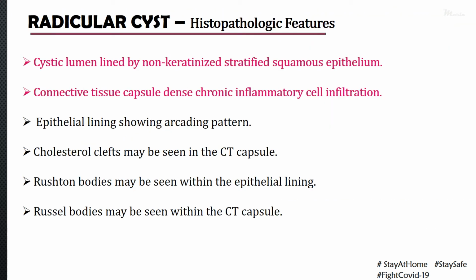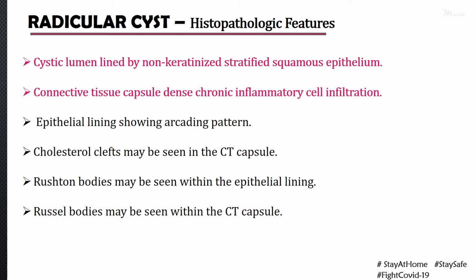So, to list out the histopathological features of radicular cyst, we need to remember that 2 points are extremely important. One, the cystic lumen is lined by non-keratinized stratified squamous epithelium, and the second is that the connective tissue capsule is composed of dense chronic inflammatory cell infiltration. These 2 points will always be seen in a radicular cyst. In addition, depending on the case, other features may vary.